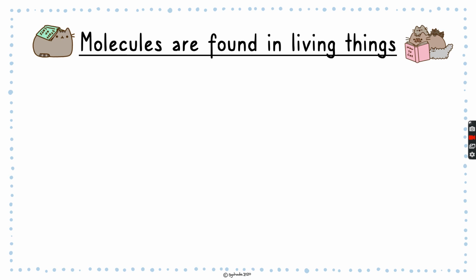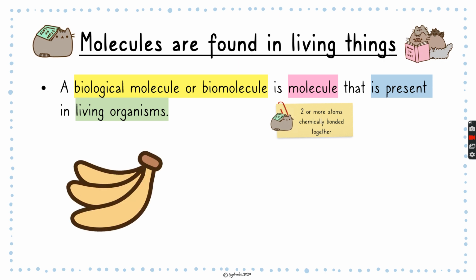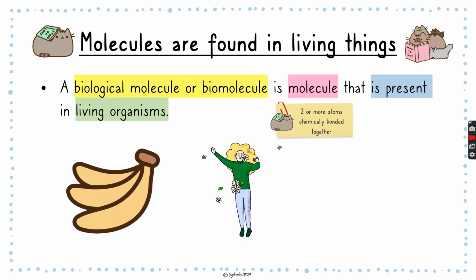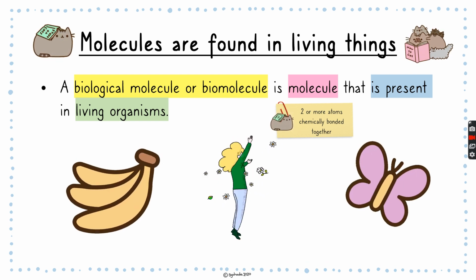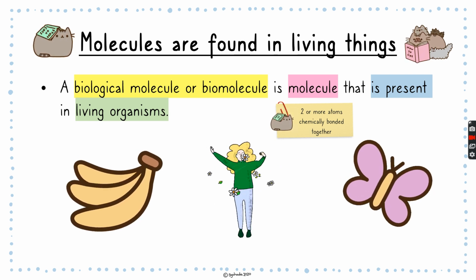Molecules are found in living things and also non-living things. But since we're learning about biology, we're going to learn about the chemicals and molecules found in living things. These are called biological molecules or biomolecules. It is a molecule that is present in living organisms. For example, you can find these in plants, human beings, and even insects. So we're going to learn about the molecules that you can find in all living things.